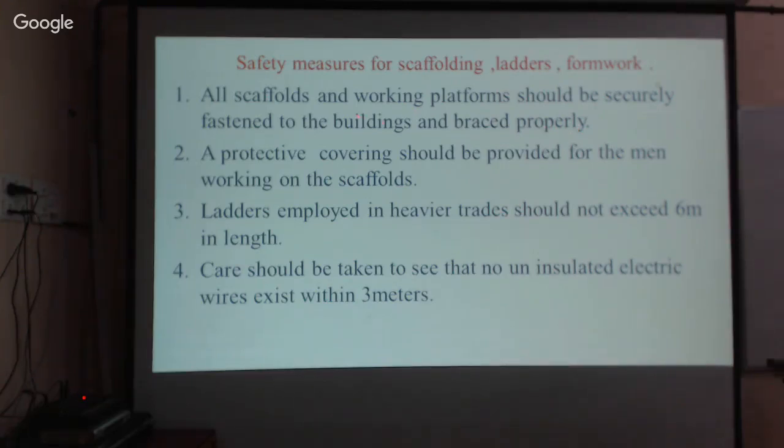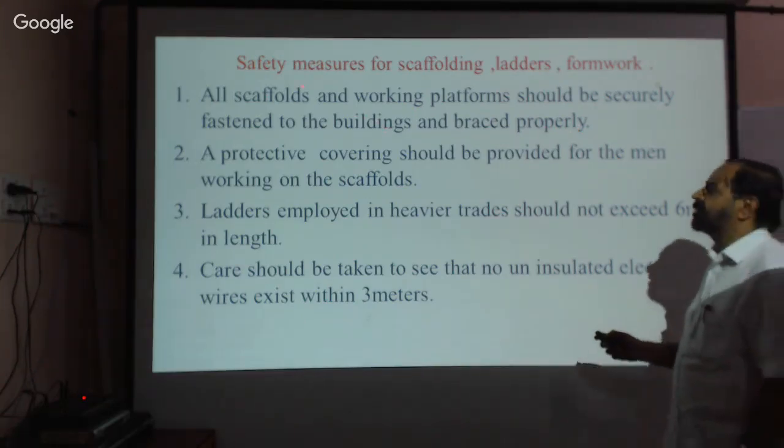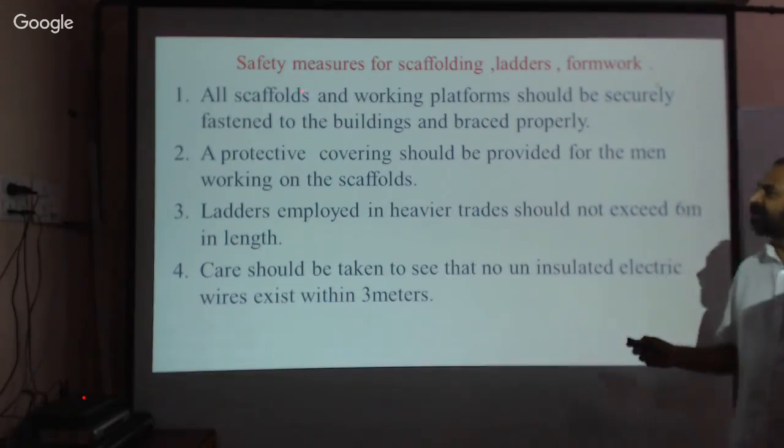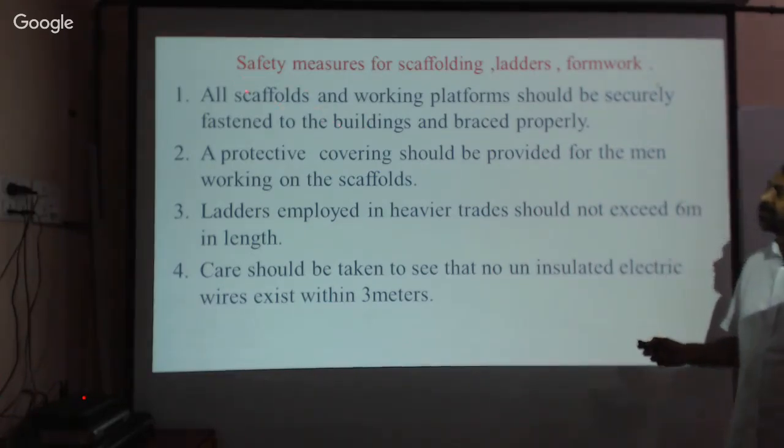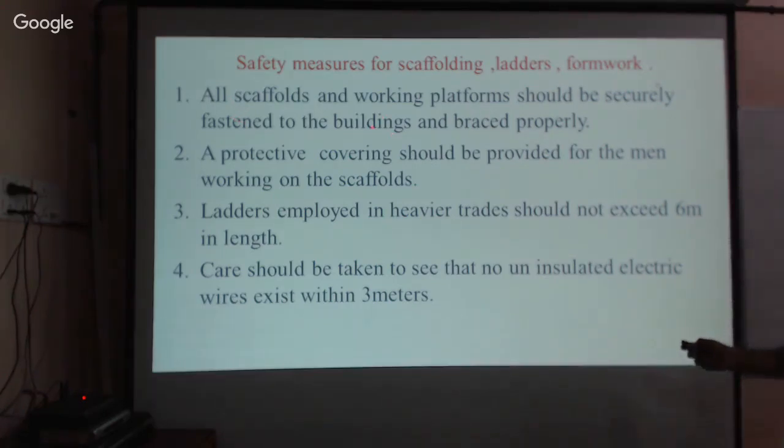Now I suggest to our students to visit the site before taking up any job, and look at this. Now the scaffolds must be fastened to the building.